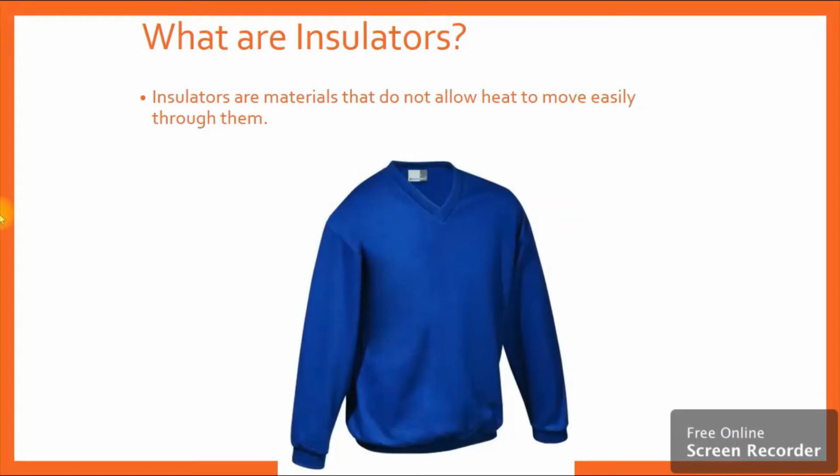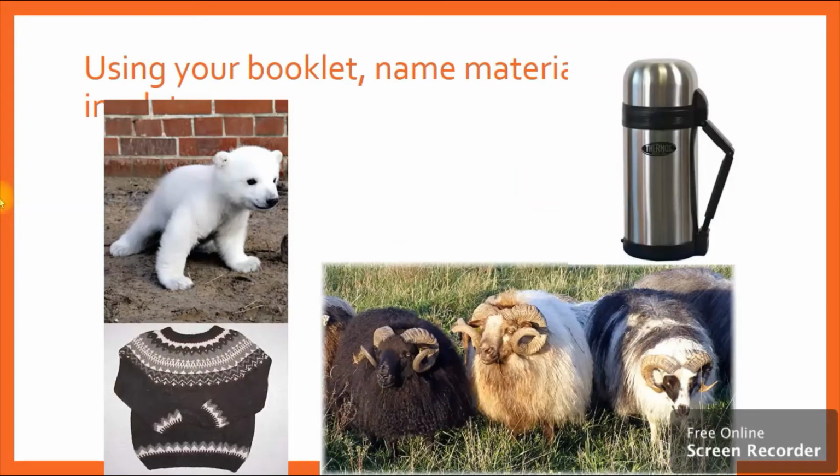So, what are insulators? Insulators are materials that do not allow heat to move easily through them. That's what we think of in the everyday experience of insulation. You put on a sweater to hold the heat in. What else is an example of insulation here? The thermos that keeps the coffee inside hot or the ice water cold.